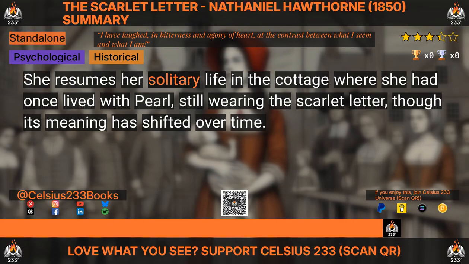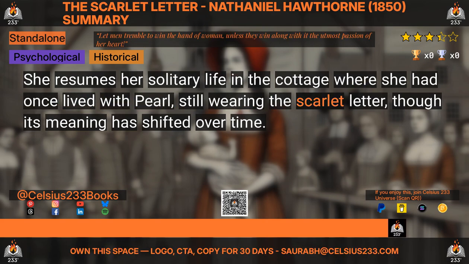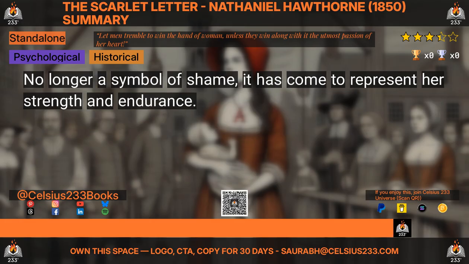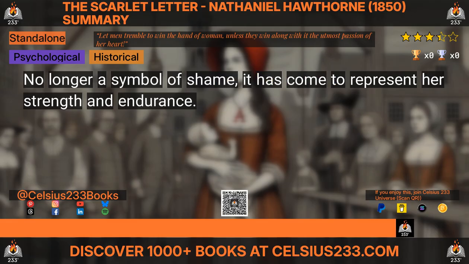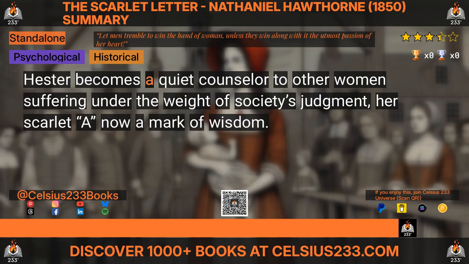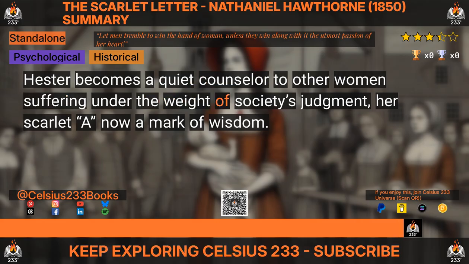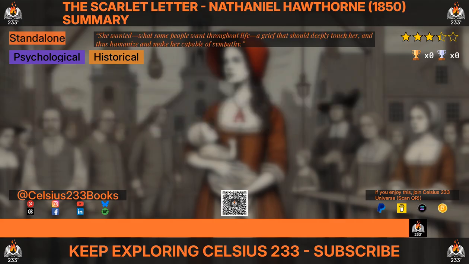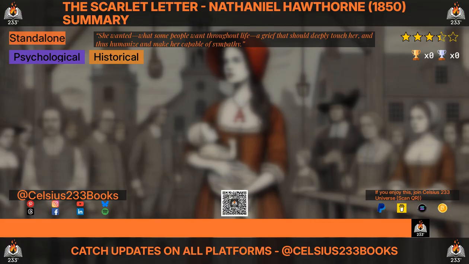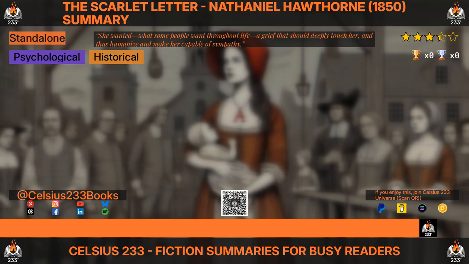She resumes her solitary life in the cottage where she had once lived with Pearl, still wearing the Scarlet Letter, though its meaning has shifted over time. No longer a symbol of shame, it has come to represent her strength and endurance. Hester becomes a quiet counselor to other women suffering under the weight of society's judgment, her scarlet, now a mark of wisdom. She lives out her days in solitude, and upon her death, she is buried near Dimmesdale, their graves marked with a single tombstone engraved with a scarlet A.